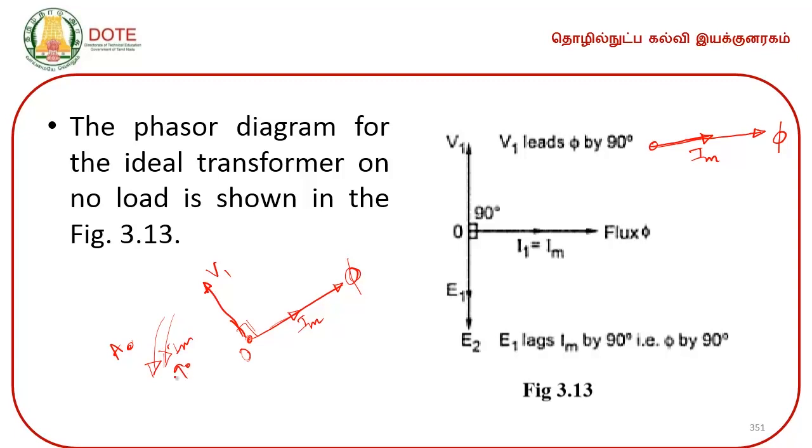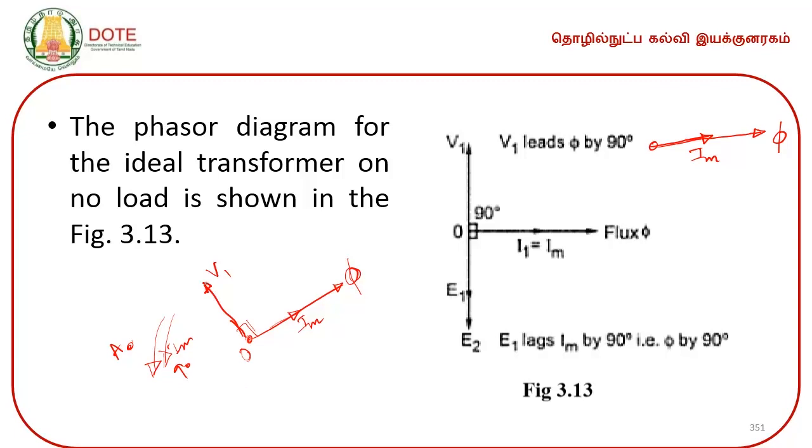That is the meaning of a leading vector. Now, this is 90. Then we always know that the EMF induced in the primary, that is E 1, is in anti-phase with V 1. As I said earlier, two phasors are said to be out of phase or in anti-phase with each other whenever the electrical angle between those phasors is 180.